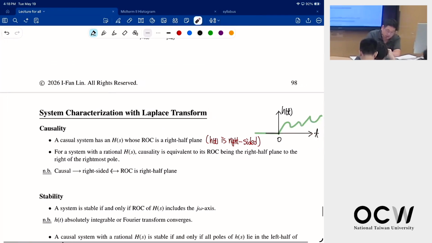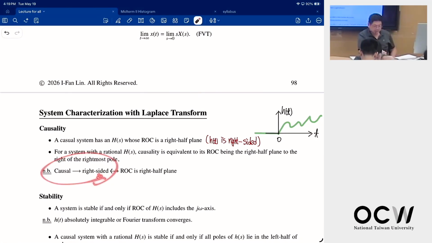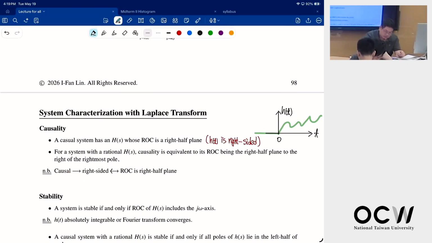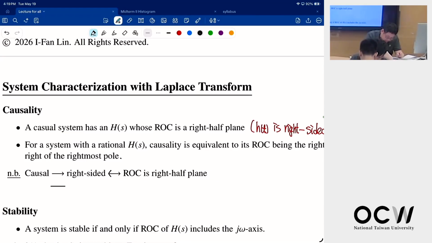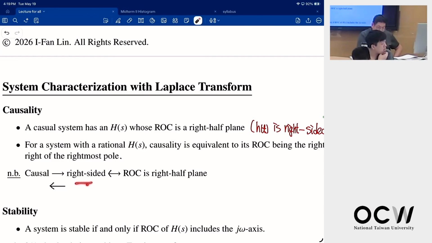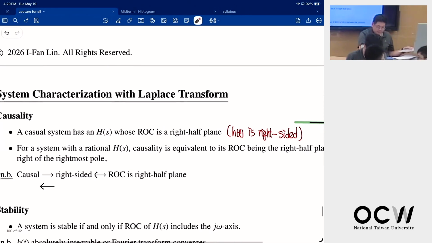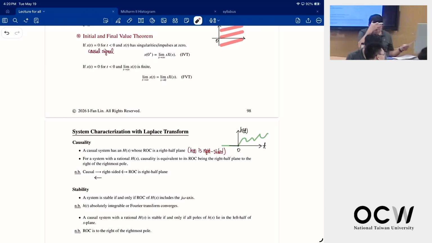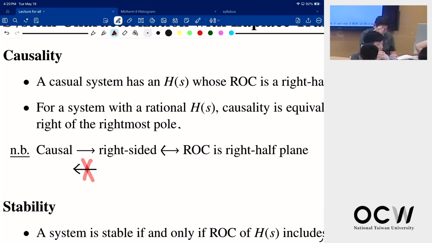And how about here? The right-sided, that means the signal or system is causal. Correct? So that also means that right-sided means causal. Is that correct? If I say that it is a right-sided signal, then it is also causal. Here's the example, right-sided, right? Why is it not correct?